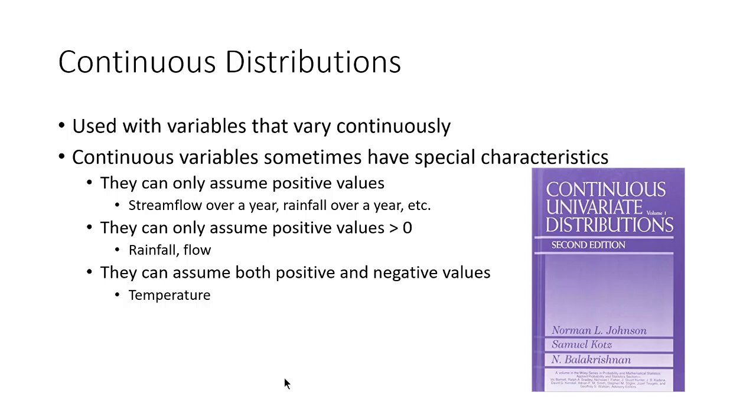And then there are times when a variable can assume both positive and negative values. Temperature in Celsius or in Fahrenheit scale is an example of that. Temperature in Kelvin scale obviously can only take positive values. Again, there are hundreds of continuous univariate distributions, or mathematical functions that satisfy the laws of probability. But we are interested in a handful of those in hydrology.